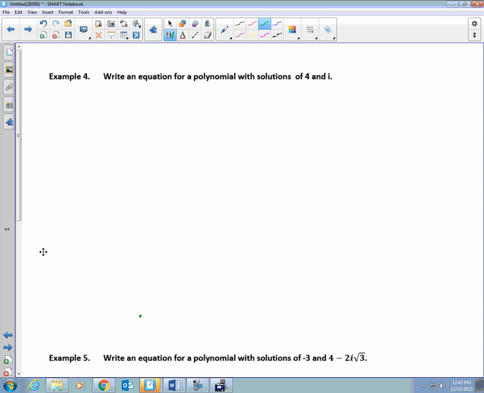So we know that the solutions are 4 and i. Is it possible to have a polynomial that only has solutions 4 and i? If there's an imaginary solution, how many must there be? A pair, right? So 2 or 4 or 6 or 8. So if i is a solution, what else is a solution? Negative i. Its conjugate. So 0 plus i and 0 minus i.